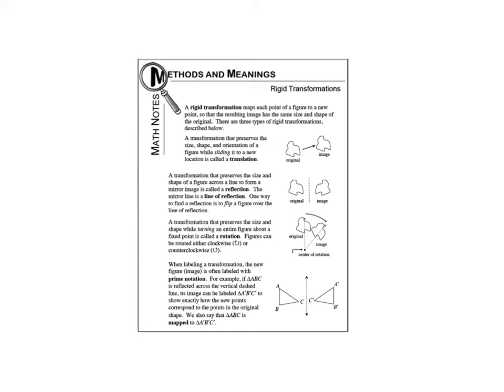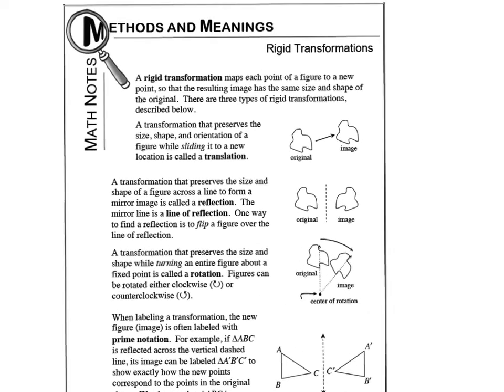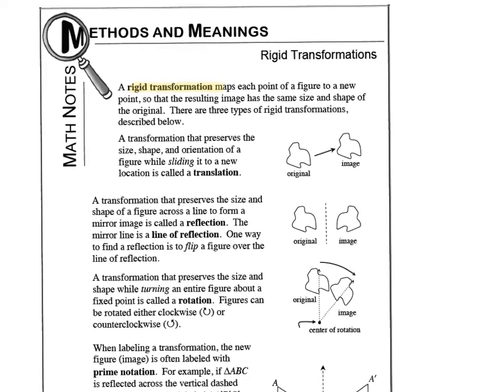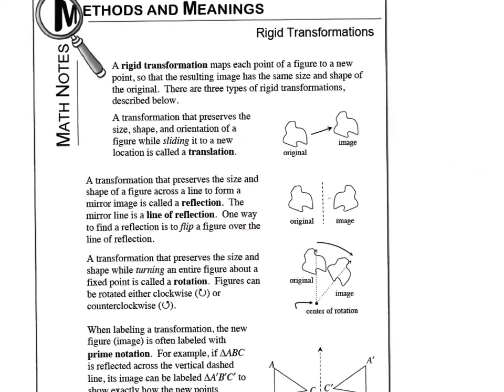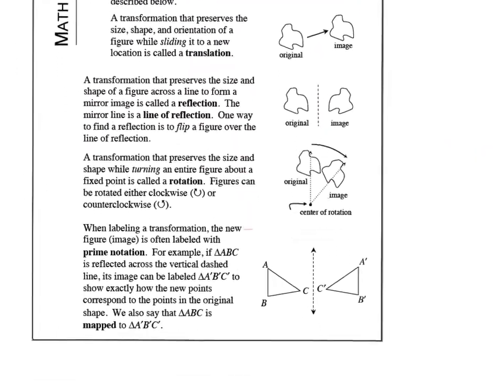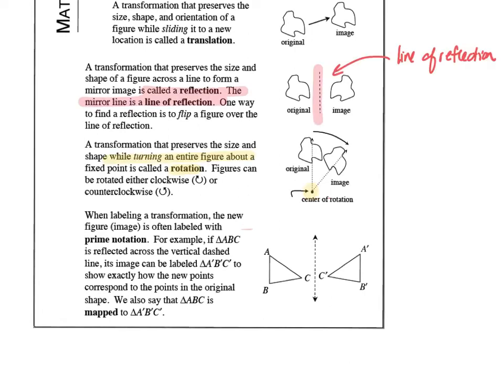In this video, we are going to look at different examples of rigid transformations. Now, a rigid transformation is just another way of saying that when we do these transformations, they stay the same size and the same shape. There are three transformations that we will be looking at in this video and this unit. They are a translation, which is a slide, a reflection, which has a line of reflection, and then a rotation, which is when you turn an entire figure about a point.